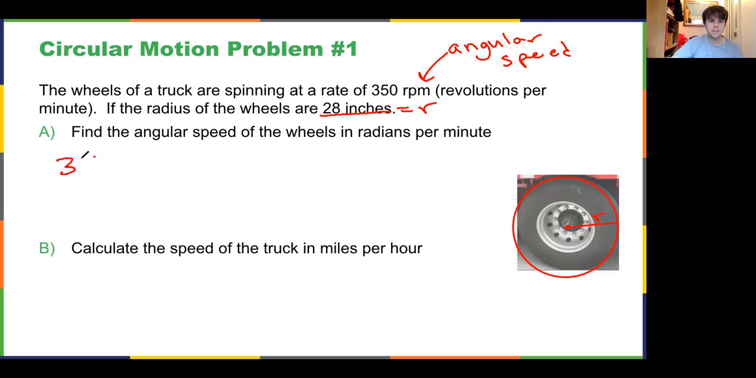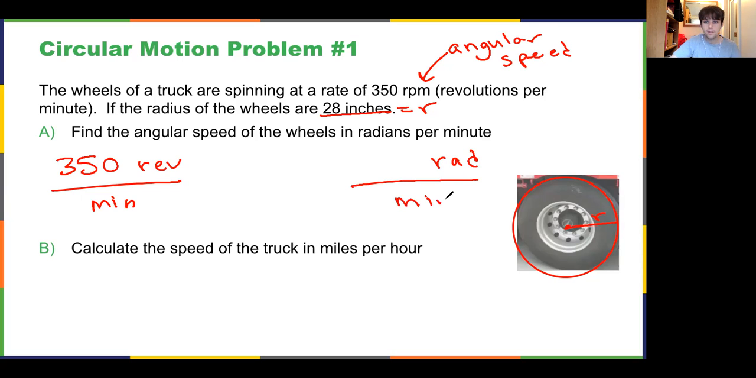We have a speed of 350 revolutions per minute. That would be 1 minute here. If our goal is to get into radians per minute, we will need to cancel out revolutions and put in radians. We will need our answer to be something in radians per minute. So we're going to be multiplying. We know the relationship between revolutions and radians. We know that 1 revolution, which I want in the bottom because I want to be able to cancel out that unit of revolutions, is equivalent to 2 pi radians.